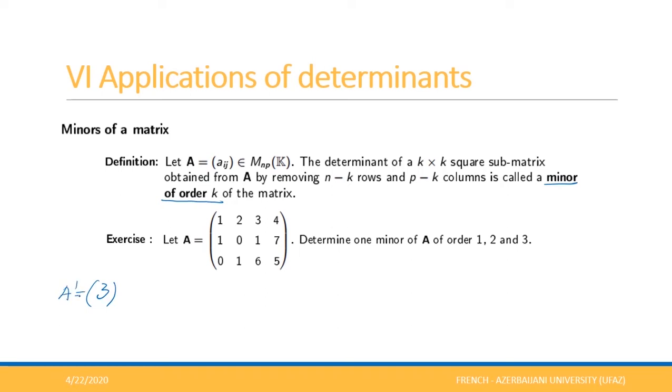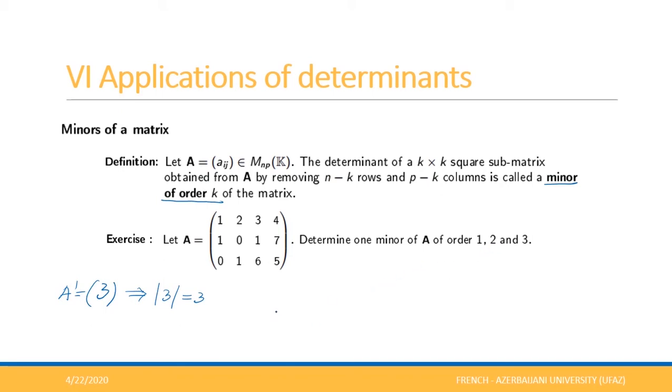A prime is 3. This is a 1 times 1 size matrix. From here, we calculate its determinant. The determinant of a 1 by 1 size matrix is equal to its coefficient, 3. Let's find one of the minors of A of order 2.